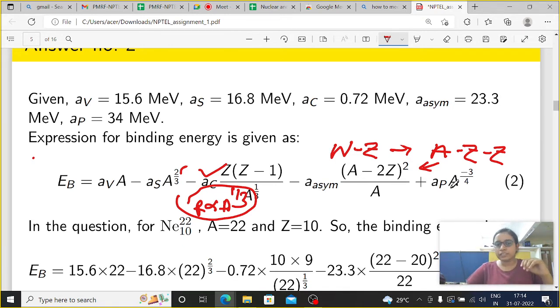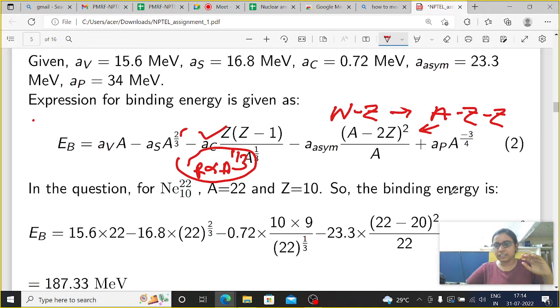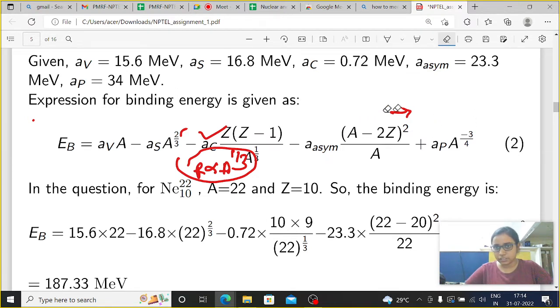And the last term is basically the pairing term. I would like to say something more about the last term. Let me erase all the things and after that I will say.